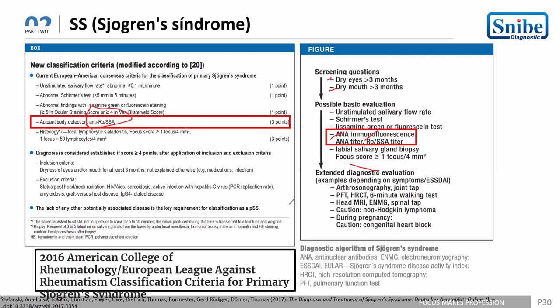So according to the 2016 American College of Rheumatology and European League Against Rheumatism classification criteria for primary Sjogren's, the algorithm includes ANA, anti-nuclear antibodies, ENMG, electroneuromyography, ESSDAI, EULAR Sjogren's syndrome disease activity index, HRCT, high resolution computed tomography, and PFT, pulmonary function test. All these diagnostic algorithms are available as of today according to the 2016 American College of Rheumatology and European League Against Rheumatism classification.